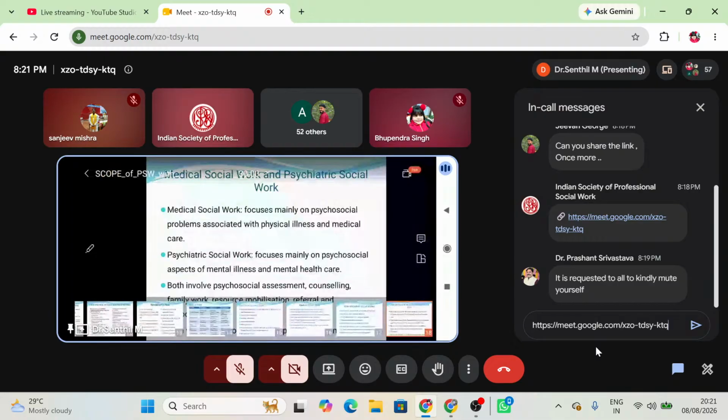The main difference is the area of specialization. So very simple, only the specialization is the difference. Otherwise, all the roles and responsibilities are very much similar. Medical social work primarily focuses on psychosocial problems associated with physical illness, whereas psychiatric social work focuses specifically on mental health and mental illness. However, there is a considerable overlap because physical and mental health are closely connected.